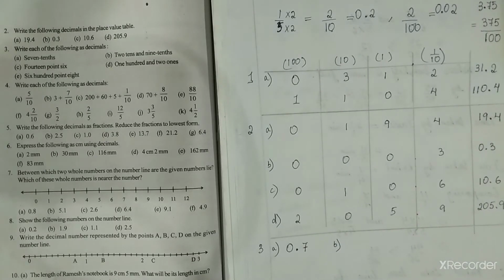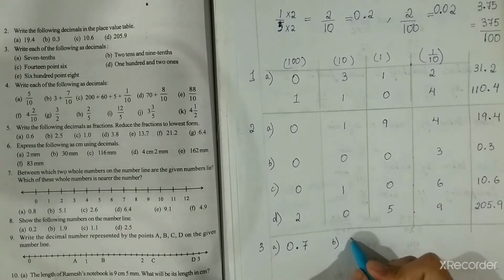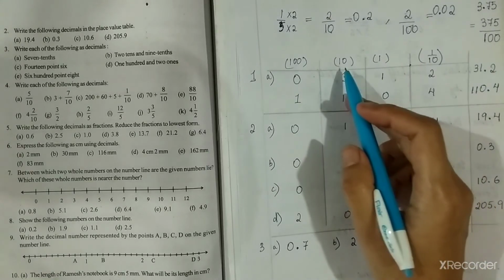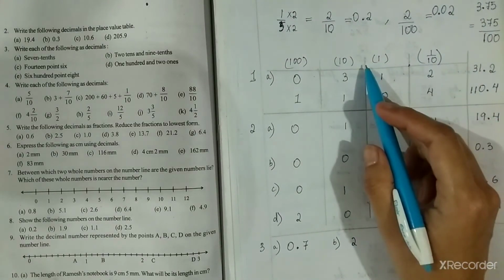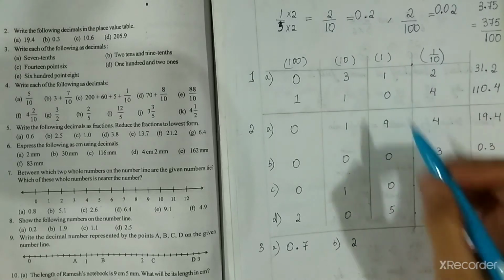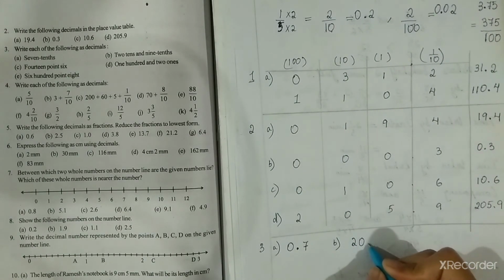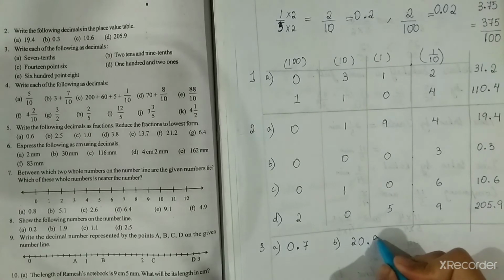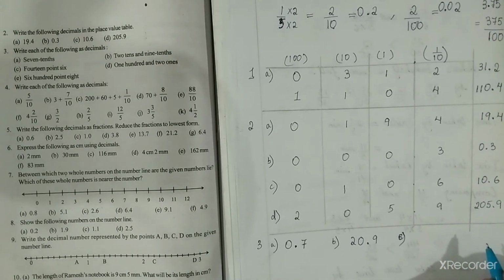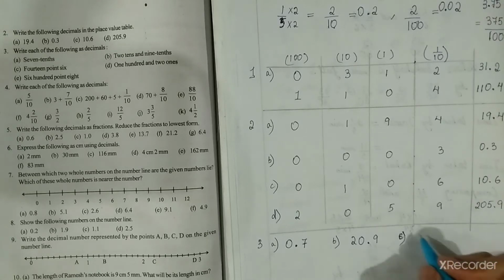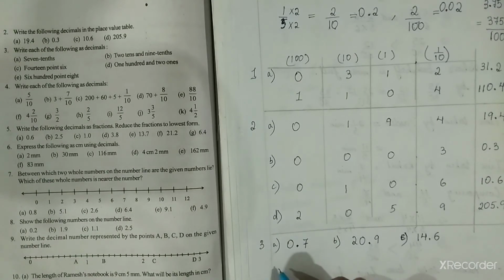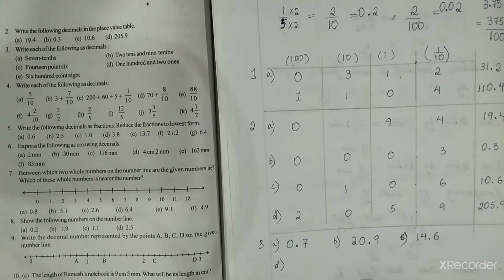Number B, 2 tens. The tens place is 2. I have to fill up the blank ones place with 0, and in the tenths place there is 9. And in C, 14.6.